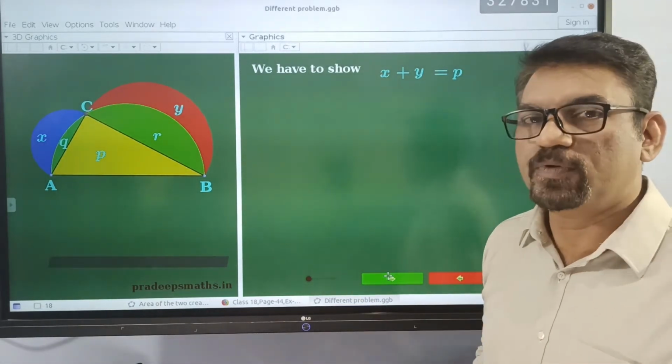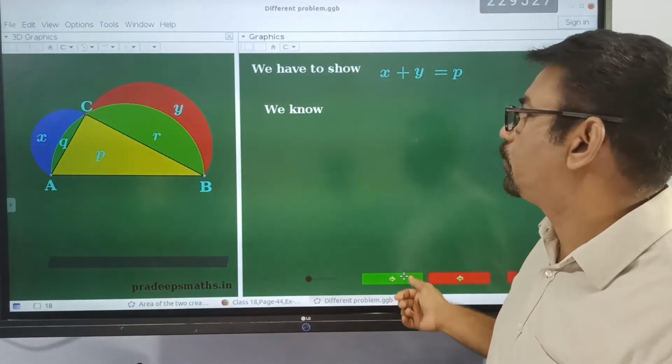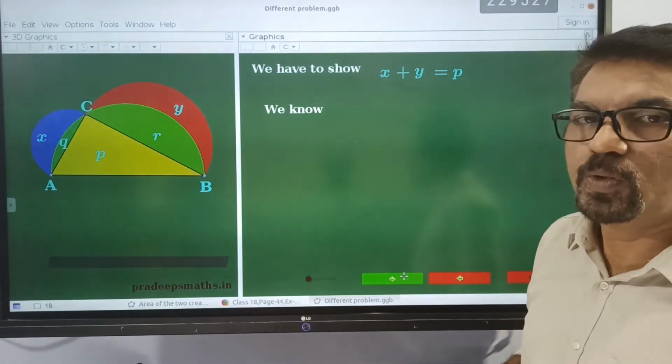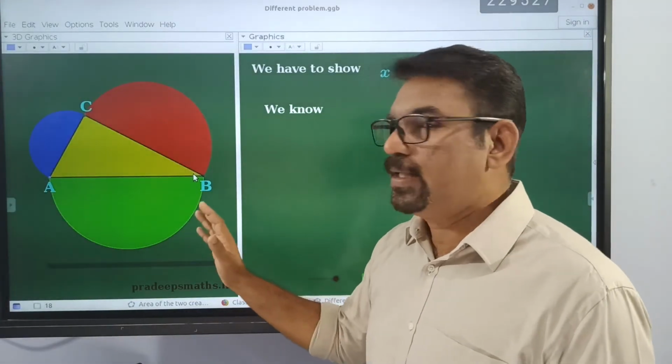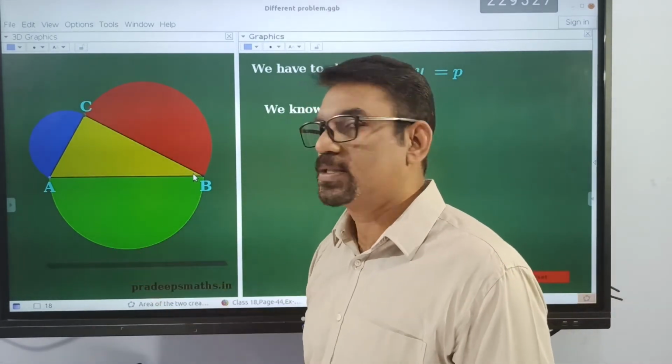Only then will our brain work towards the final result. So here X plus Y is equal to P. That is what we have to show. And we know that the sum of the areas of these two is equal to the area of this green one.